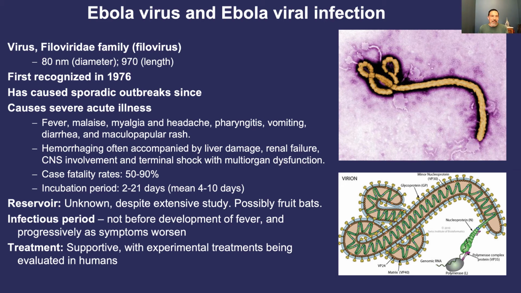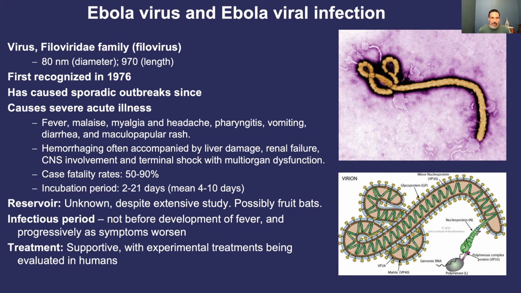It comes from the Filoviridae family, or filovirus. It's about 80 nanometers in diameter and 970 nanometers in length. First recognized in 1976, and it's caused sporadic outbreaks ever since. In terms of symptoms, it causes very severe acute illness with some of the symptoms listed here, and unique ones including vomiting, diarrhea, and macular-papular rash. Hemorrhaging can also occur, which comes along with some organ involvement, liver damage, renal damage, and central nervous system involvement.